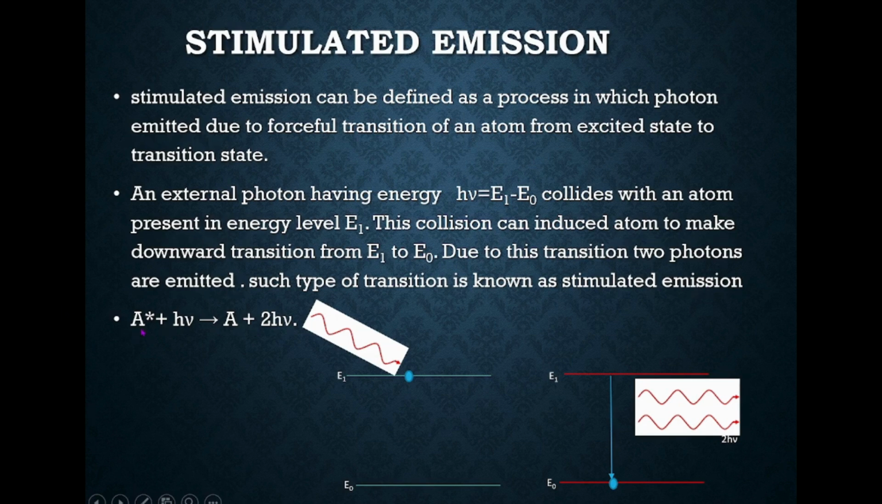So we can write this stimulated emission in the form of an equation. The atom is in the excited state, so we write it as A star plus the external photon h nu, which is incident on that excited state. So we write A star plus h nu, which is the initial condition. Then what is the final condition? The atom transits to the ground state. So we write it as A plus two photons, each photon having energy h nu. So h nu plus h nu becomes 2 h nu.